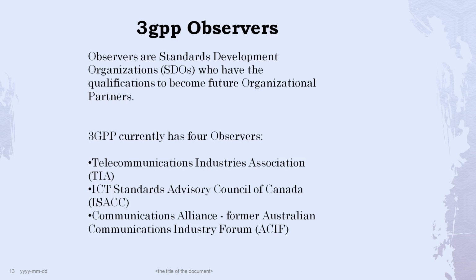The other partners that 3GPP has are called observers. The observers are not yet qualified members or partners of 3GPP, but they can be in the future. They're called SDOs, Standard Development Organizations. 3GPP currently has 4 different observers. We have the TEA, we have the ISICC, and we have the ASIF.